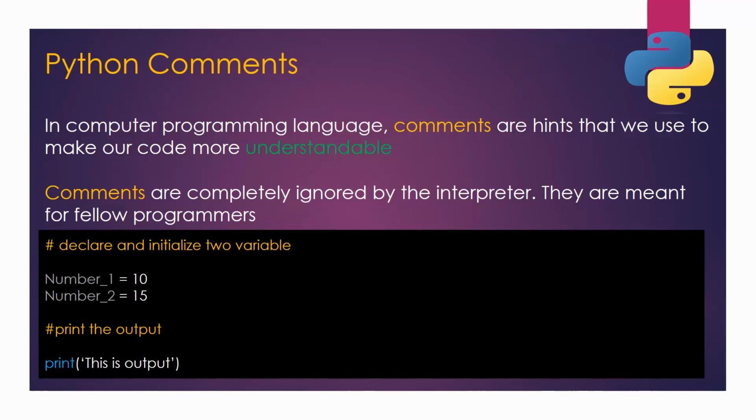Comments in Python are identified with a hash symbol and extend to the end of the line. In the example, the two lines starting with a hash, that is, declare and initialize two variables and print the output, are the comments.